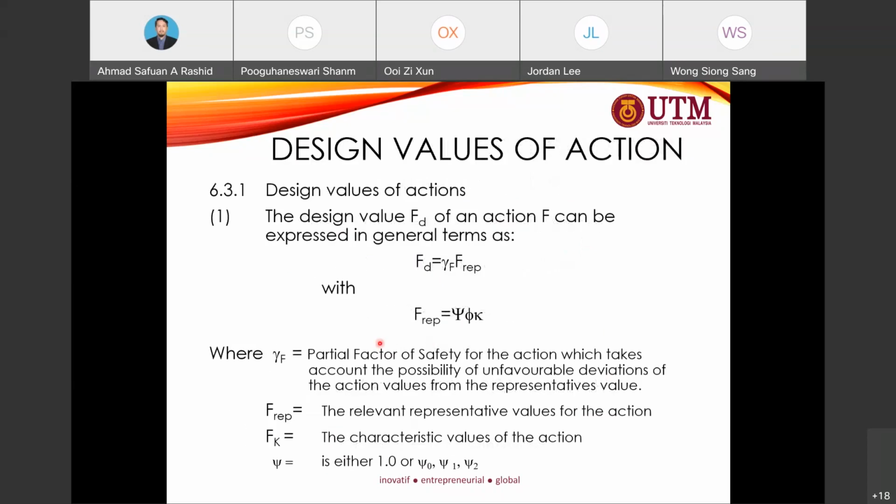So for the design value of action, the design value FD of an action F can be expressed in general terms as FD equal to the partial factor times the F representative value. So that is the factor that should be used in the design for the action. Normally, for an action we multiply with the partial factor of safety.